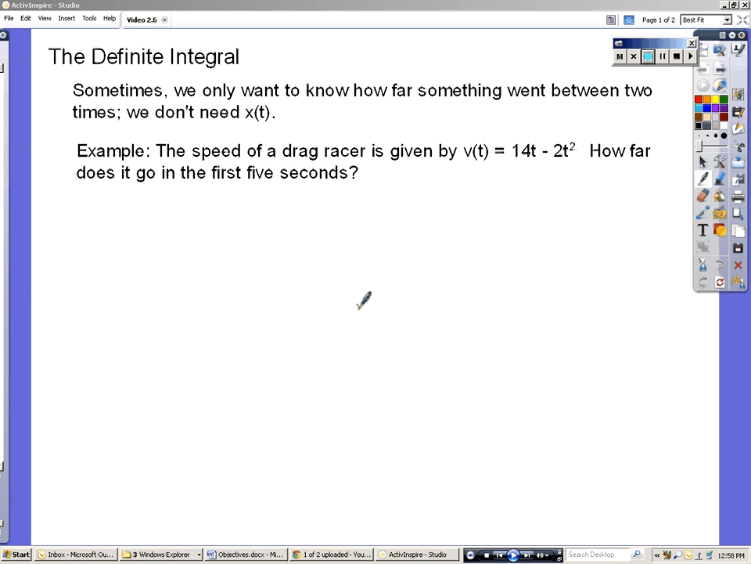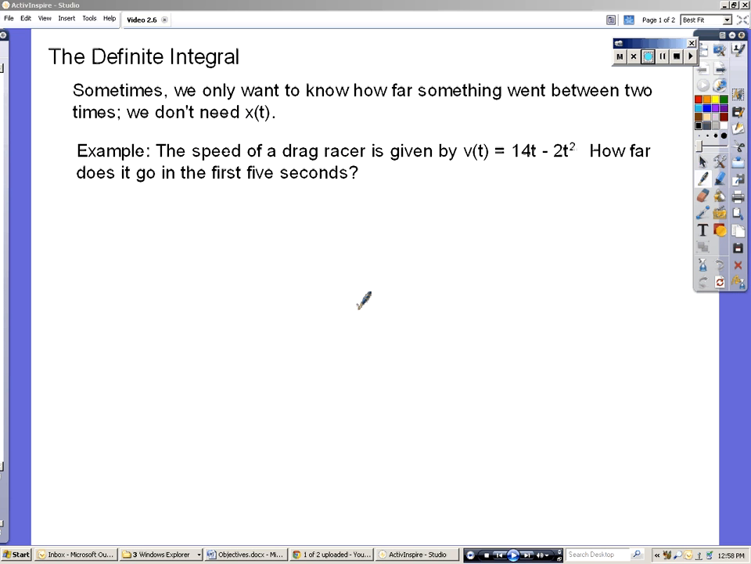The antiderivative gives us x of t as a function of time. But here's the kind of problem where we don't really need to know x of t as a function of time. We just need a number as the answer. And in this one, we've got the speed of a drag racer given by the expression v of t equals 14t minus 2t squared. So the question is, how far does this drag racer go in the first 5 seconds?